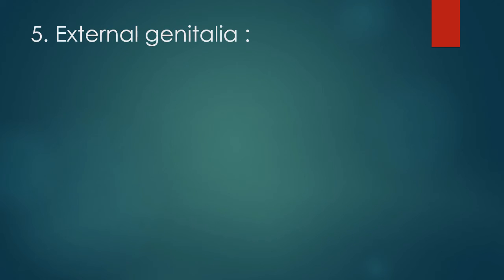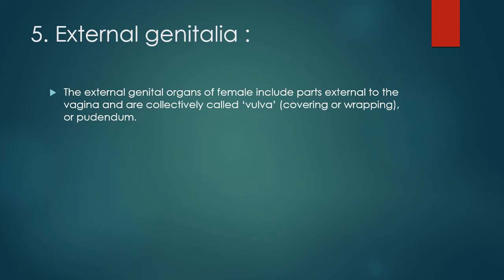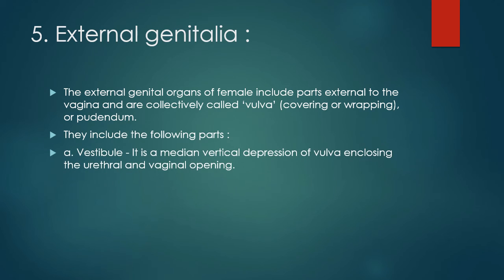The fifth part is the external genitalia. External genitalia, the genital organs of the female, include parts external to the vagina and are collectively called the vulva, or pudendum. They include the following parts. A. Vestibule. It is a median vertical depression of the vulva enclosing the urethral and vaginal openings.